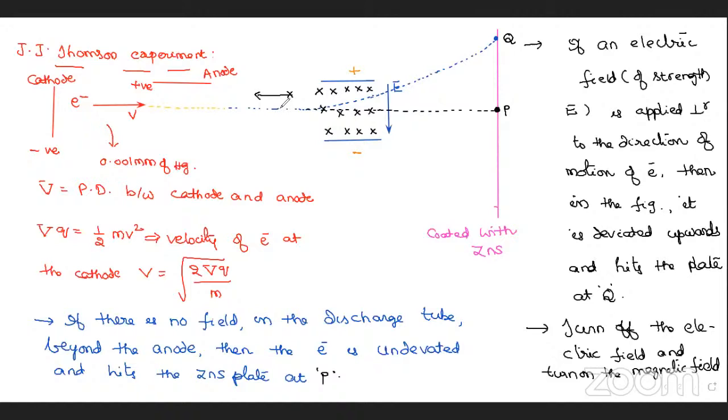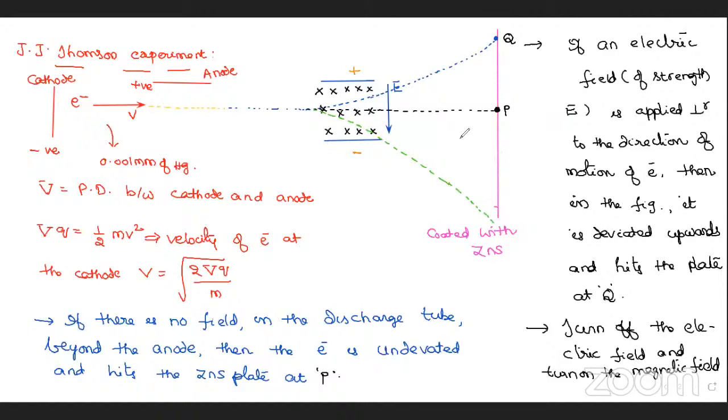So the thumb you will get downwards according to Fleming's left hand rule. Thumb downwards means you are getting the force in what direction? Downwards. So in the magnetic field, it will try to come down like this.